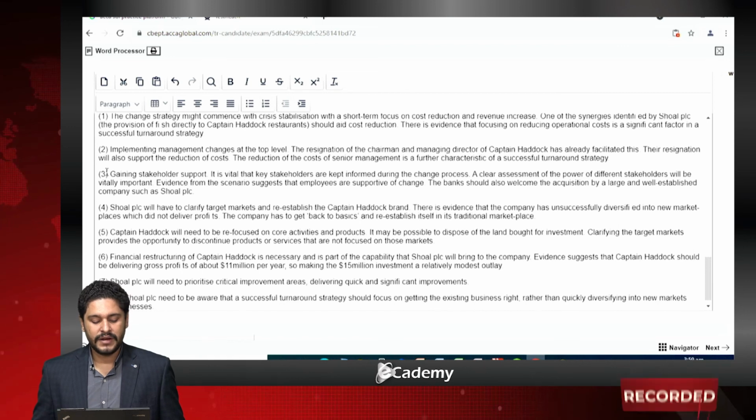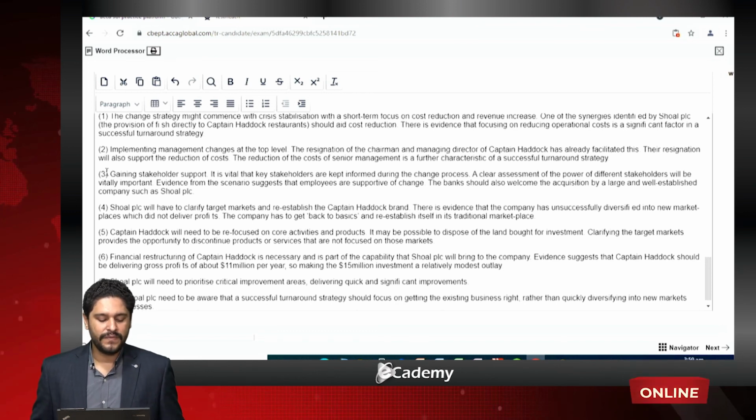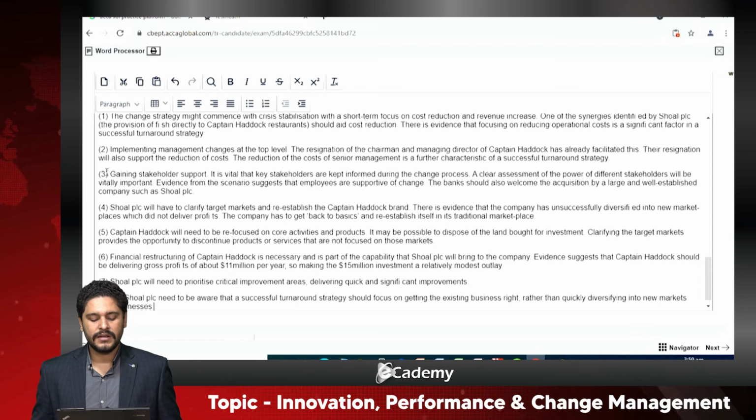Financial restructuring of Captain Haddock's is necessary and is part of the capability that Shoal PLC will bring to the company. Evidence suggests that Captain Haddock should be delivering gross profits of about $100 million per year, so making the $15 million investment a relatively modest outlay. Shoal PLC will need to prioritize critical improvement areas, delivering quick and significant improvements. Finally, Shoal PLC need to be aware that the successful turnaround strategy should focus on getting the existing business right rather than quickly diversifying into new markets and business.